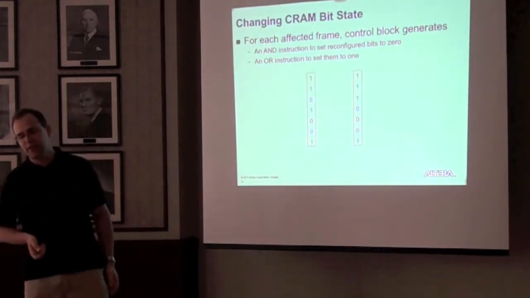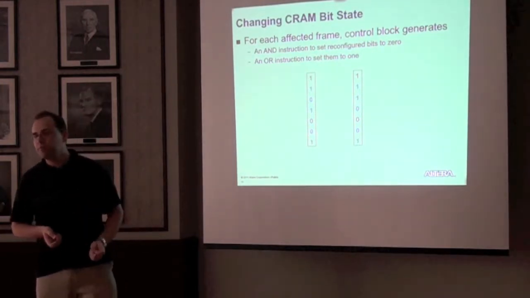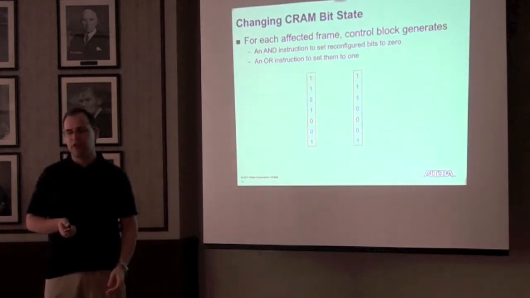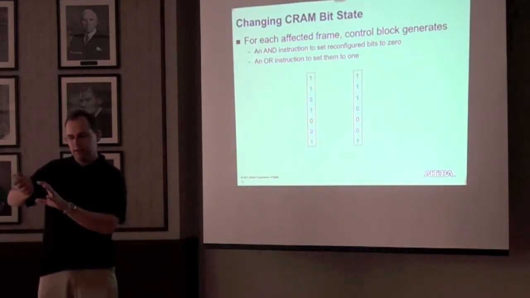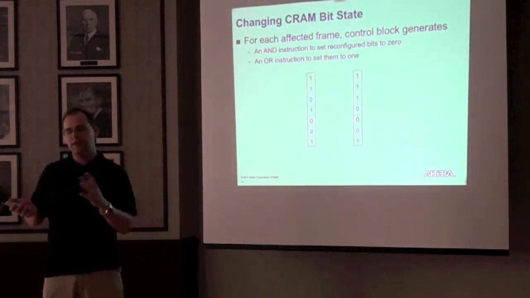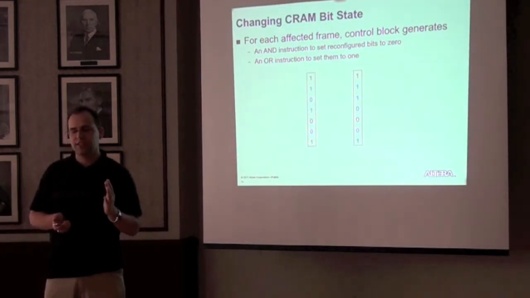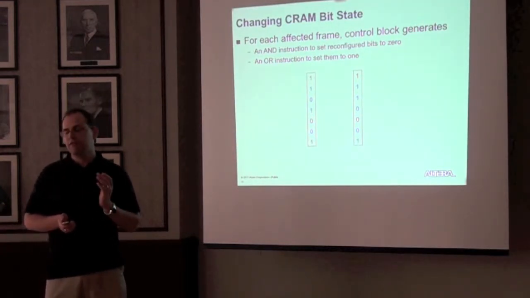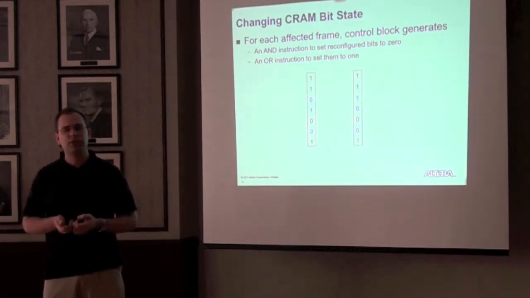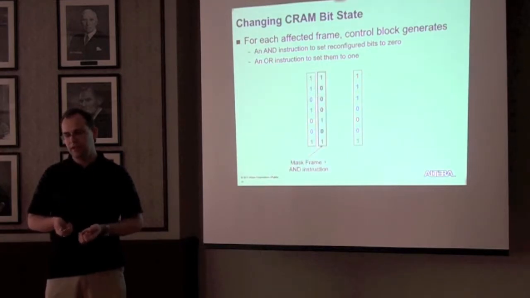So how do we change a CRAM bit state? As one would expect, you can slice the chip into columns, and recall those are called a frame. The sequence of control: when we send that PR data to the control block, it generates some instructions, 2 instructions to be exact, an AND instruction to set reconfigured bits to 0, followed by an OR instruction to set them to 1. This is simply how one would change a bit vector in software in a 2-step process.